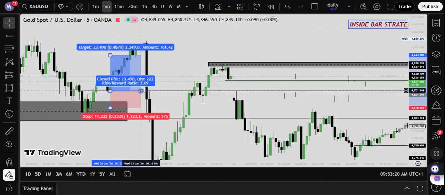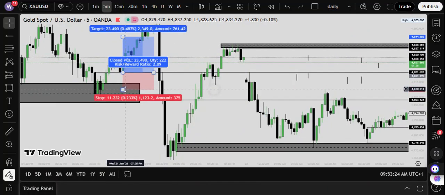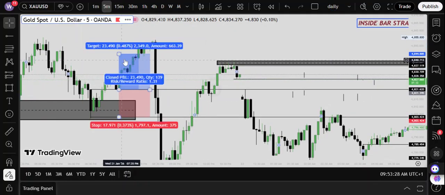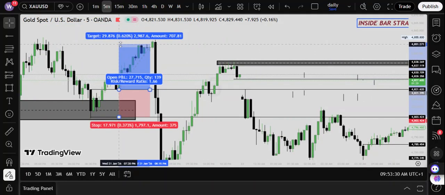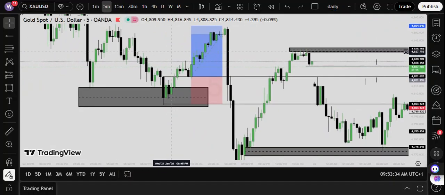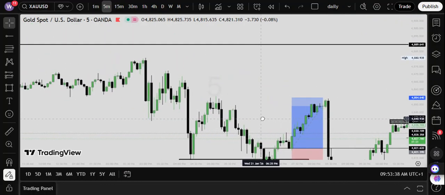As you can see, price hit our TP successfully. Right, price hit our TP successfully. And if you're targeting the bottom of that, you can see price hit a good TP. So this is a very good strategy that you can actually adopt and start making use of.